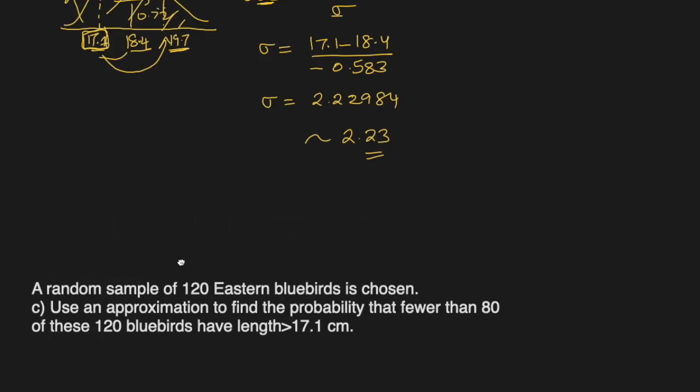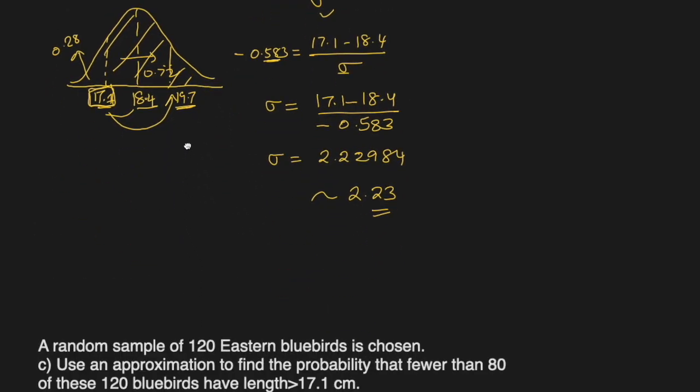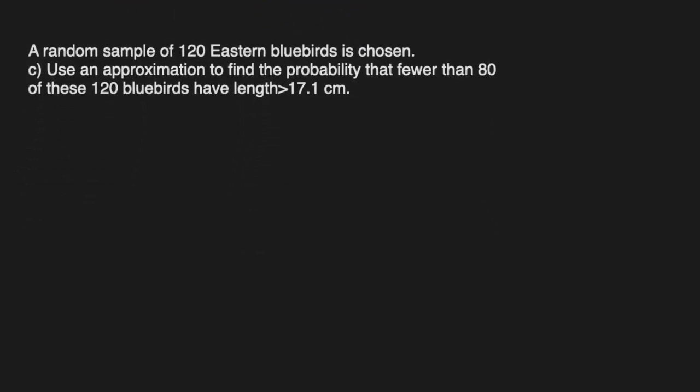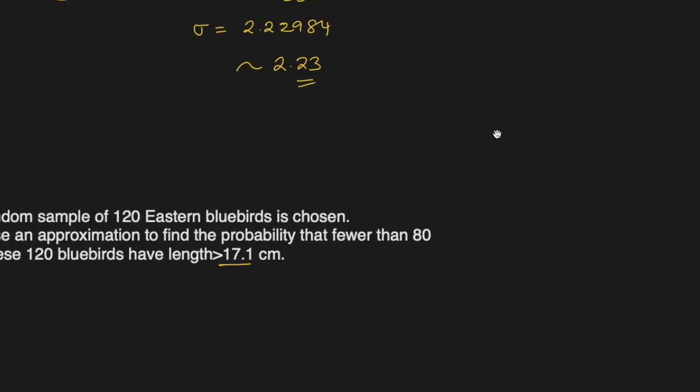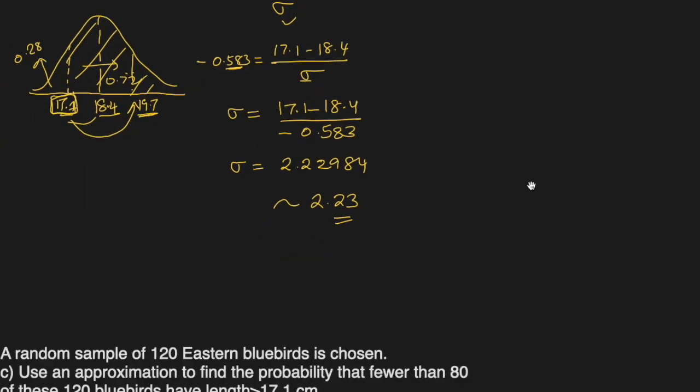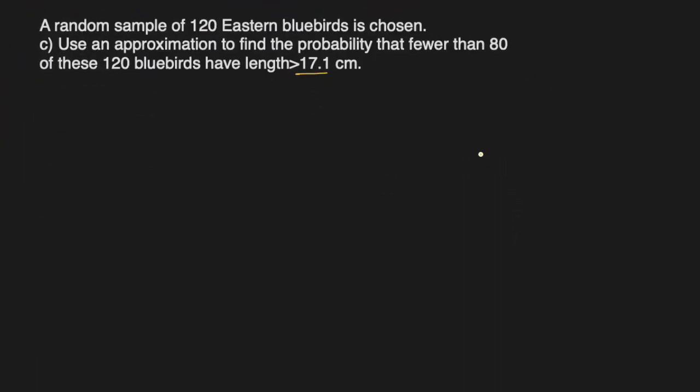So eastern bluebirds are the ones which are in this part, eastern bluebird, okay, is chosen. Use an approximation. So we know only one approximation, which is normal approximation, to find the probability that fewer than 80 of these 120 bluebirds have length greater than 17.1. The earlier one was greater than 17.1, again the same thing. Okay, that means the probability is equal to 0.72. Yeah, that's what they gave us. Length greater than 17.1 is 0.72.